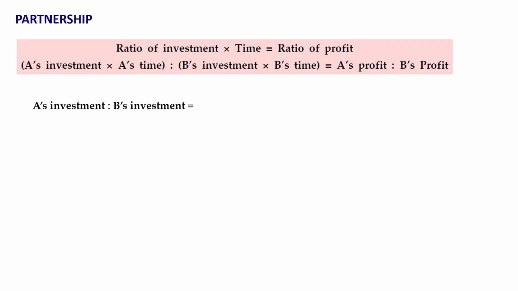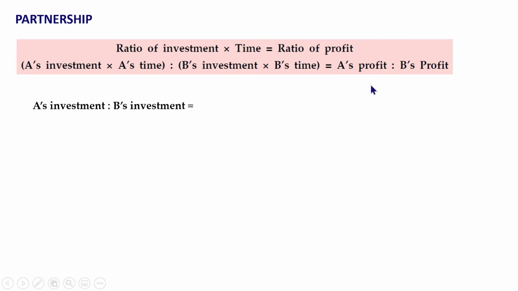Now moving on to the ratio of their profits. Usually in problems on partnership, we have to find the ratio of the profits. The ratio of profit is calculated as the ratio of investment into time. So if we want to find the ratio of profits of A to B, we do it this way: A's investment into A's time is to B's investment into B's time. It will give us A's profit is to B's profit.